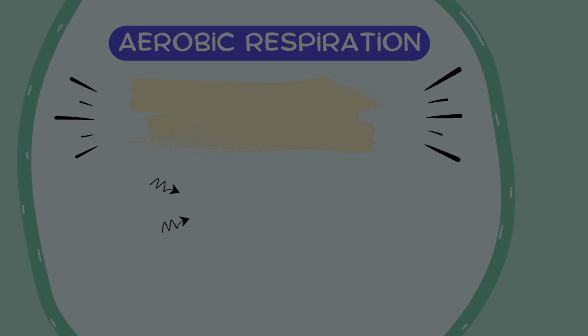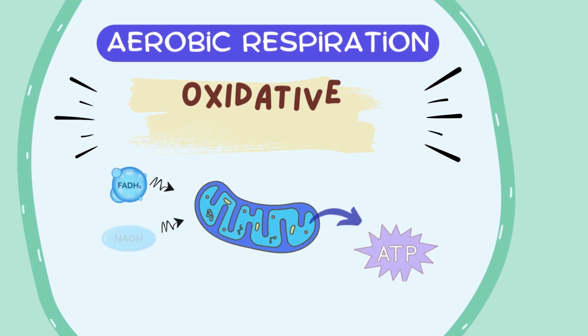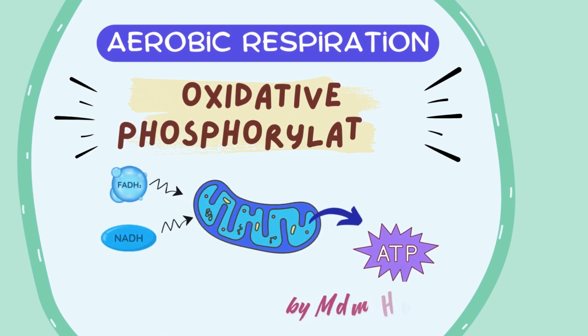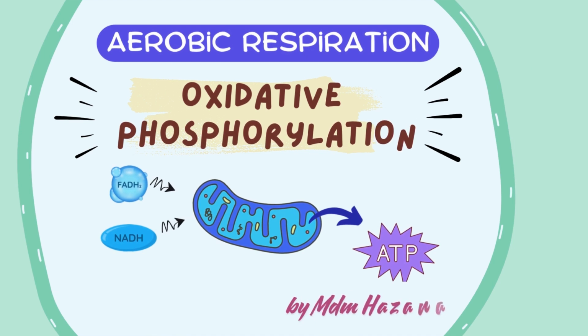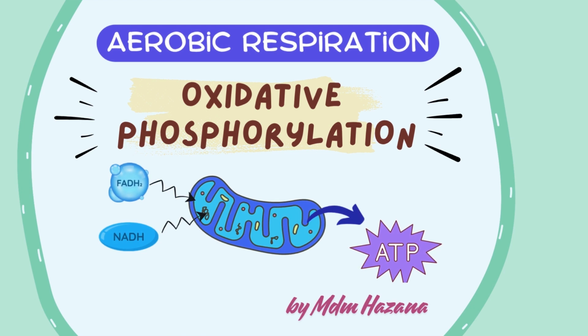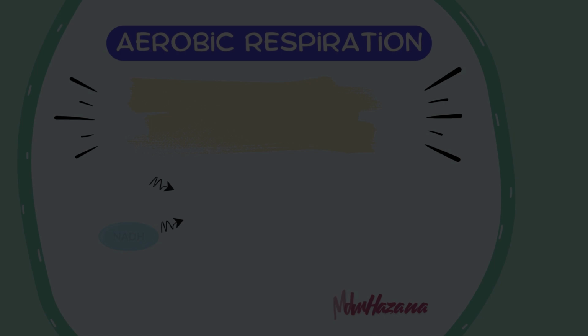In this lesson, we'll focus on oxidative phosphorylation, the final stage of aerobic respiration. This is where our cells generate energy in the form of ATP, which powers almost every biological process. It's an essential step that uses oxygen to help produce energy efficiently inside the mitochondrion. In the next part, let's explore where this process occurs and how it produces ATP for the cell.